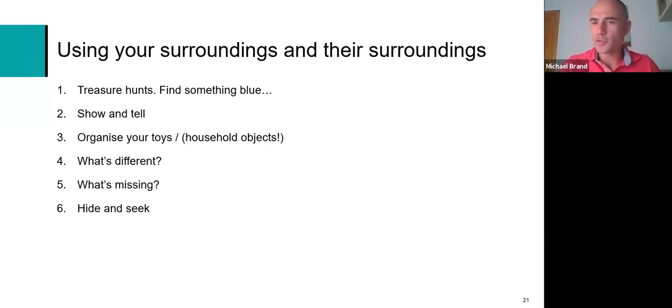So if you ask them to show me something blue and they show you something yellow, well, they've not understood. If you ask them to show me something made of metal and they show you something made of wood, well, they've not understood metal. So it's a way of checking that they know. My little boy loves running around the house and finding things for his online lessons.